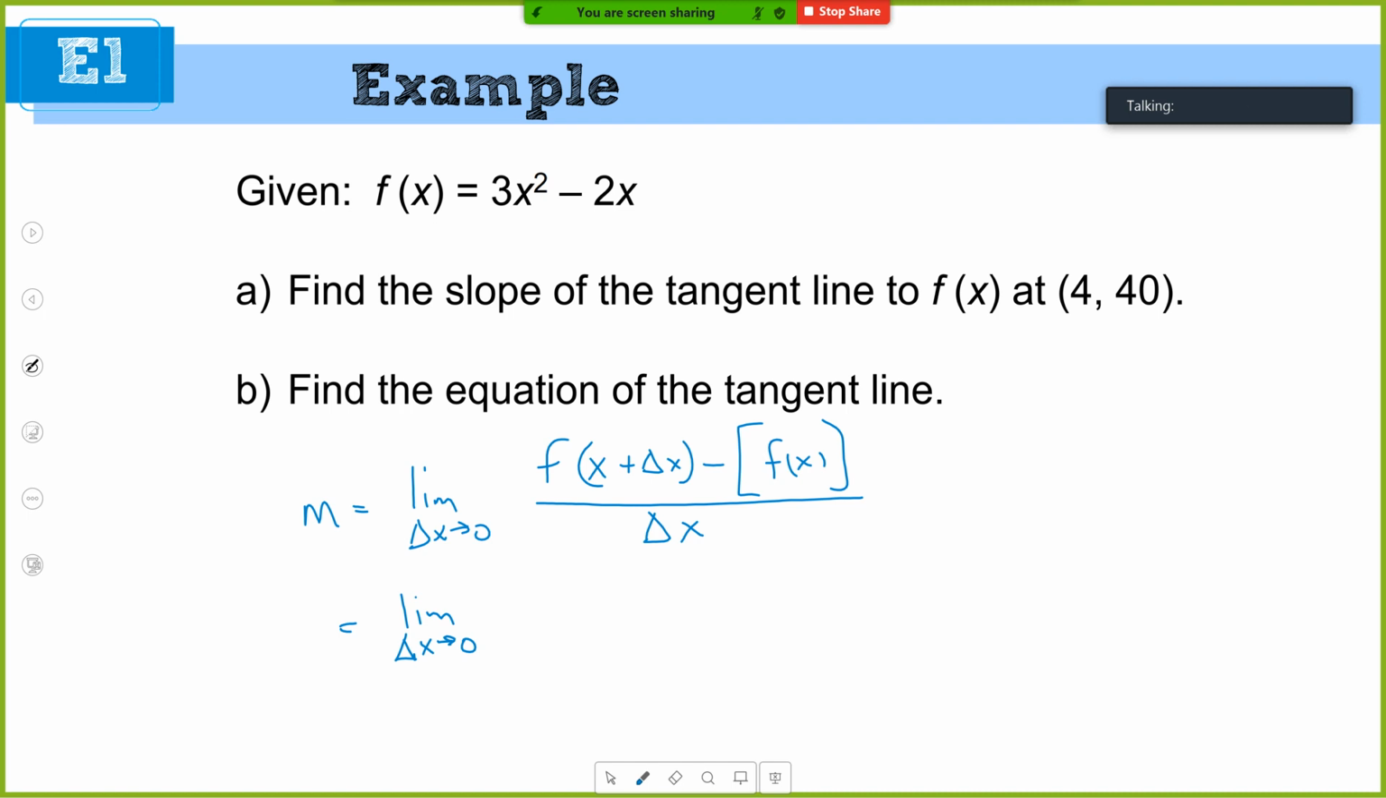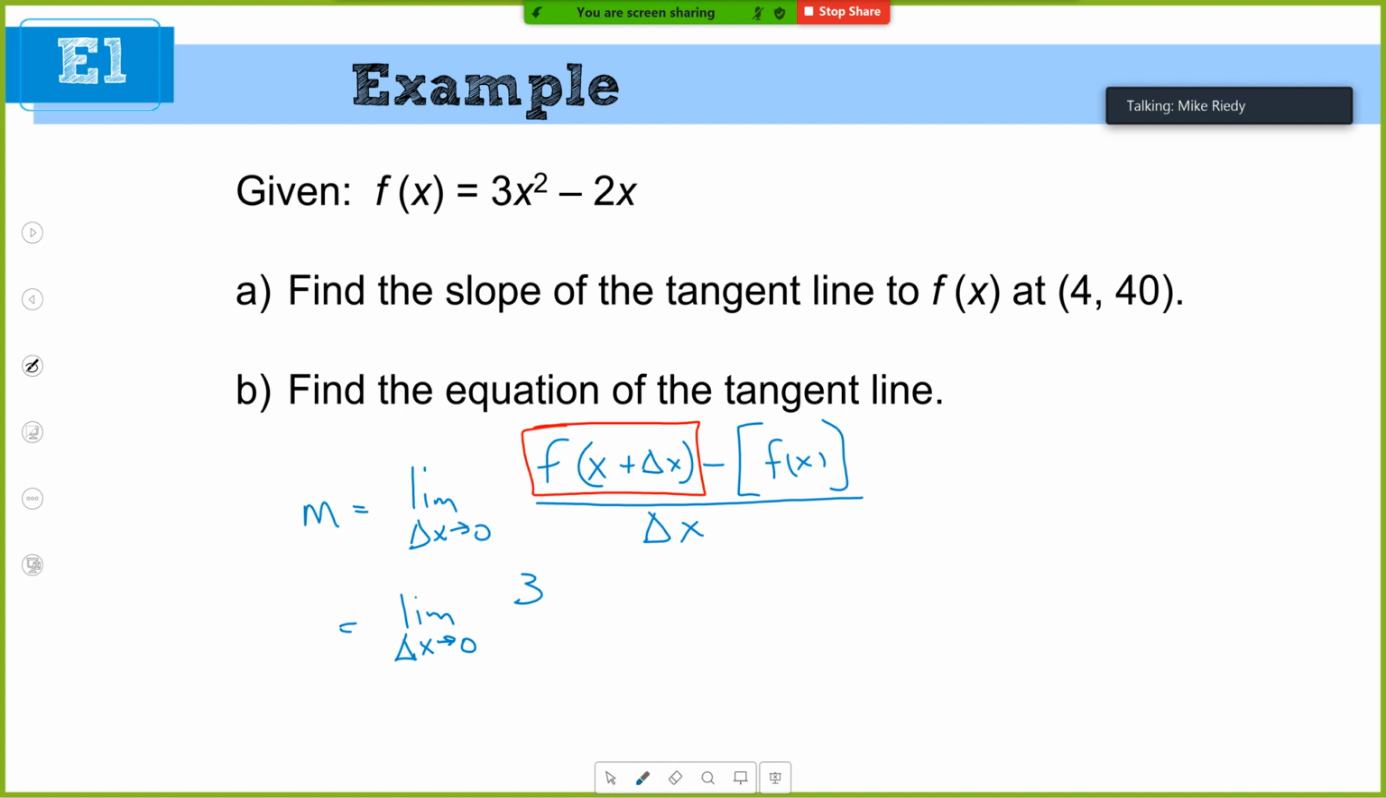Marcus, yeah. In this case, what's f of x plus delta x equal? Wouldn't that just be 3x squared minus 2x? No, that would be f of x. What's f of x plus delta x? 3x squared minus 2x plus delta x. Nope. You got this. What is this term? What does that mean? It means go to f of x, wherever you see an x, put in x plus delta x.